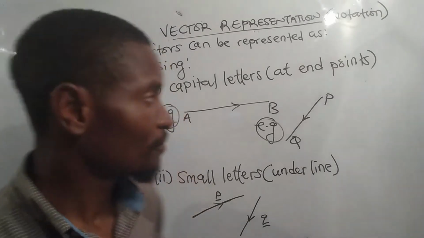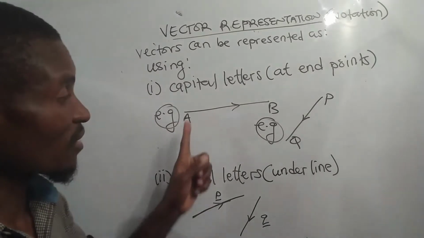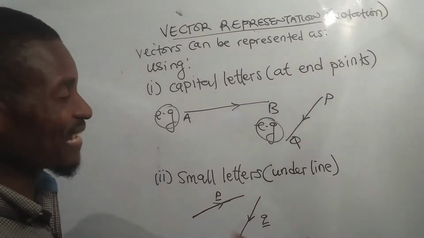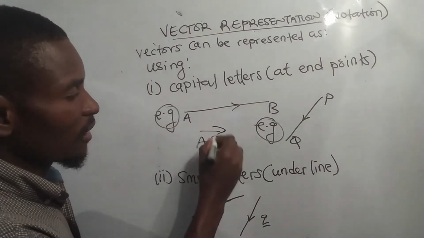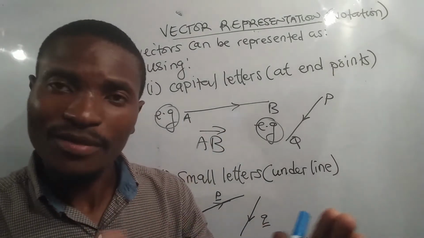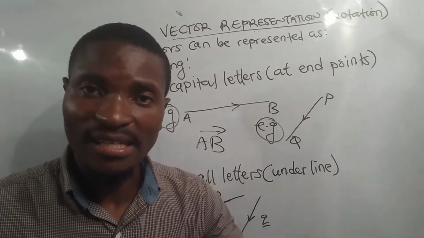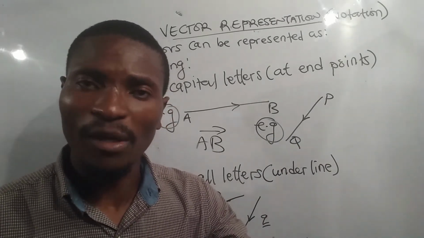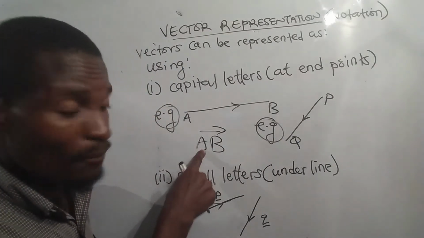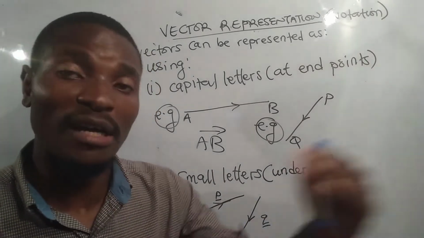So this is the number one way in which you can represent vectors, like A, B. If I want to write the actual notation with A, B, you put the forward arrow on top of them. Whenever you are representing vectors using capital letters, make sure you put the arrow on top of the letters so that we know where we are starting from and where we are ending. So we are starting from A and ending at B.